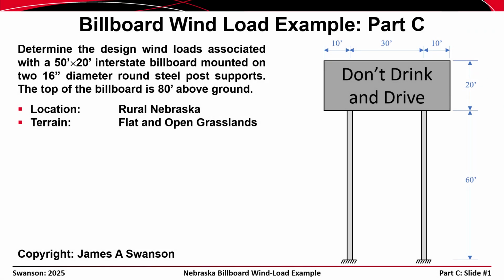The goal of this example is to determine the design wind loads associated with an interstate billboard sign that is 50 feet wide by 20 feet high and is mounted on two 16-inch diameter round steel post supports. The top of the billboard is 80 feet above the ground level, and the sign is located in rural Nebraska on a flat and open site.